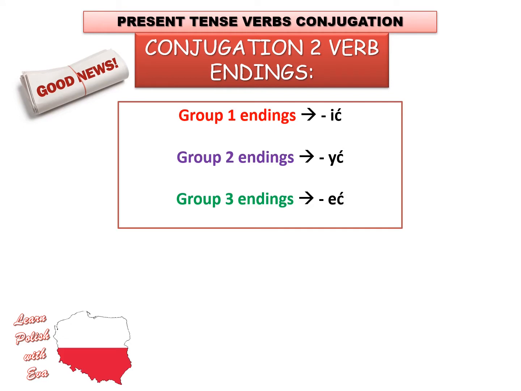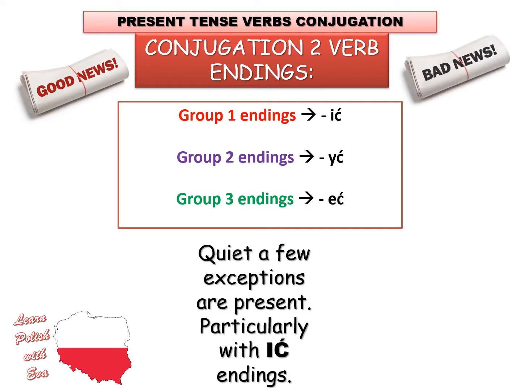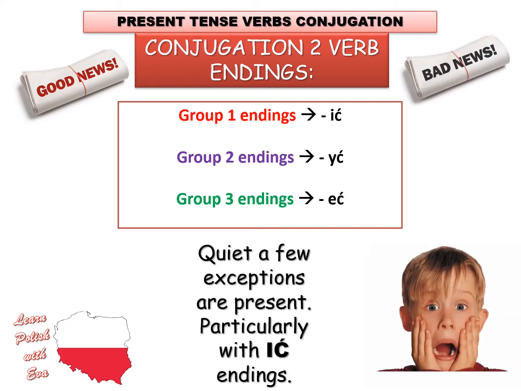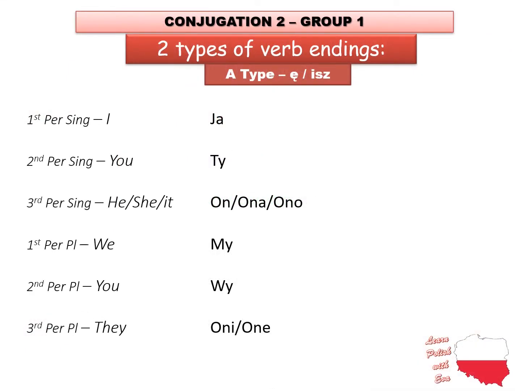The bad news, however, is that there's quite a few exceptions that are present in this second group of conjugations, particularly in the group 1 endings. But let's not panic. I am here to explain it all to you. So first thing we're going to do is look at group 1 of conjugation 2.